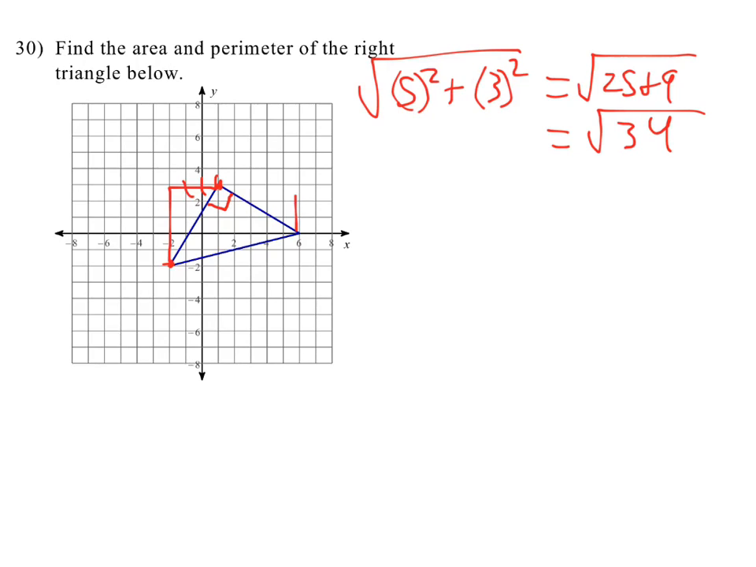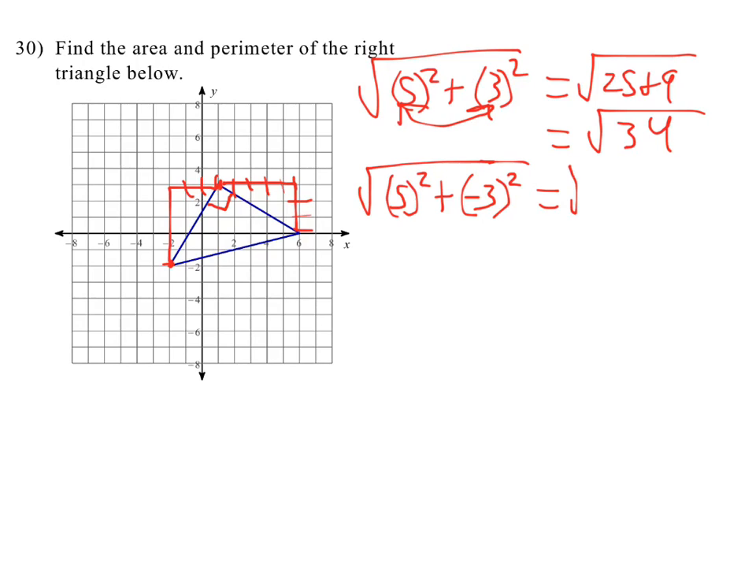And let's get this next one here. The run is going to be 1, 2, 3, 4, 5 again. And the rise is going to be 1, 2, 3, so negative 3. Oh man, I messed these up. These should be reversed. My bad. Anyway, when you square those, you're going to get 25 and 9. When you add them up, you get a square root of 34.